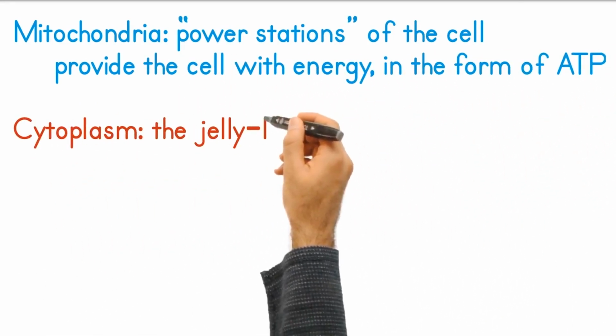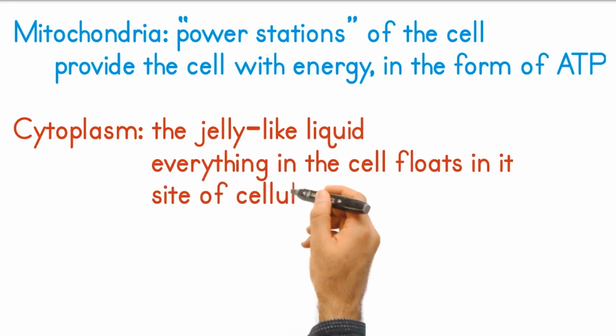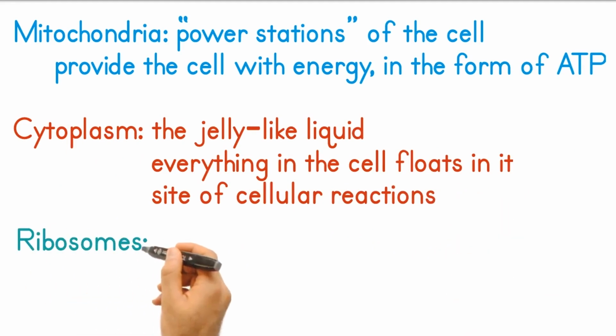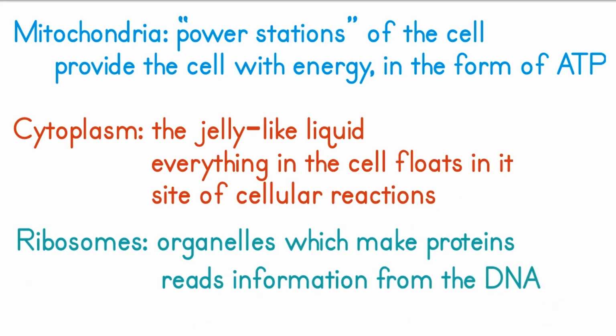The cytoplasm is the jelly-like liquid which everything in the cell floats in. It is the site of cellular reactions. Ribosomes are organelles which make proteins in the cell, reading information from the DNA.